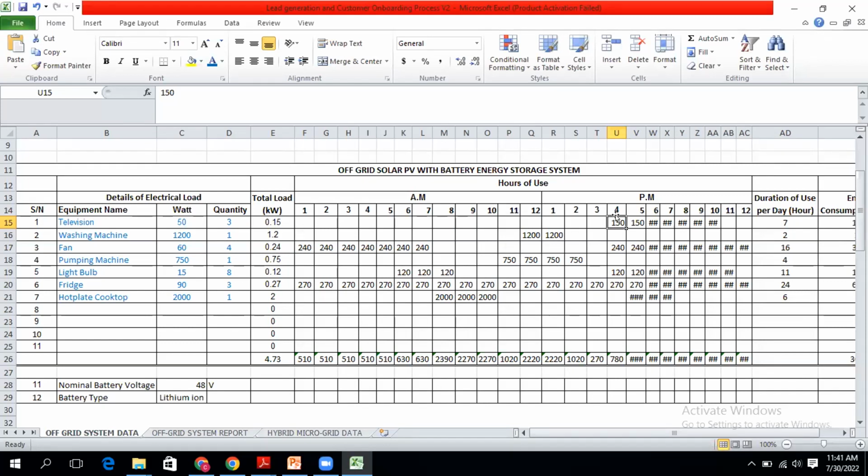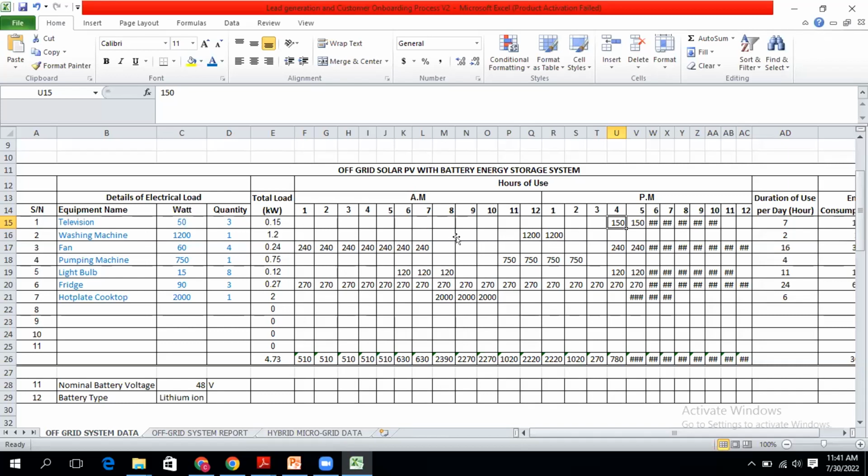Now it is assumed that from 4 p.m., and the reason why I put 4 is maybe in the afternoon when the children come back from school, they start watching the television, and they watch until 10 p.m. when they turn it off. So from 4 p.m. to 10 p.m., you have 6 hours. You do the same thing for the washing machine.